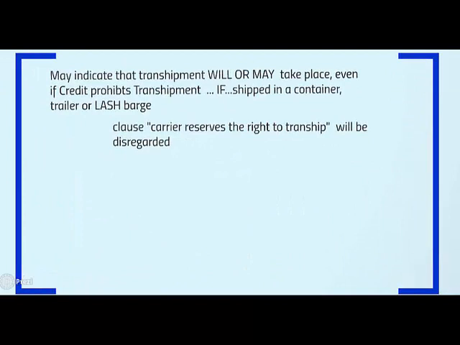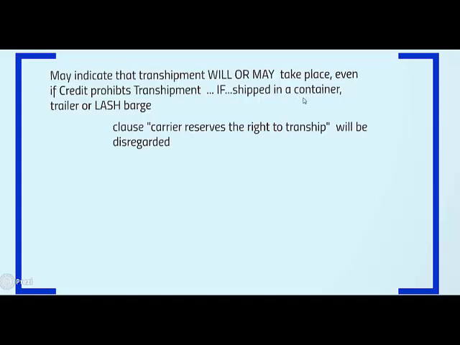The indication that transshipment will or may take place, if it is there, then the acceptability will be if and only if the goods are carried in a container, that is a box, or in a lash, lighter aboard the ship, or in a trailer, where the trailer which had come by train or any other mode is pushed into the vessel and then pushed out of the vessel. If the goods are carried in a lighter aboard the ship, lash barge, or a trailer or a container, then the transport document saying transshipment will or may take place is acceptable.